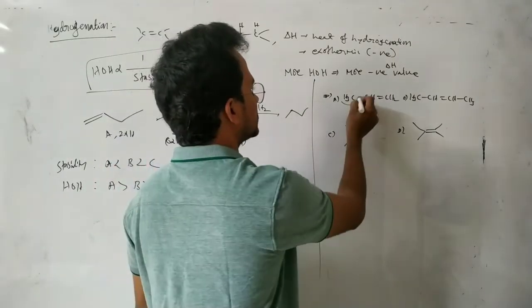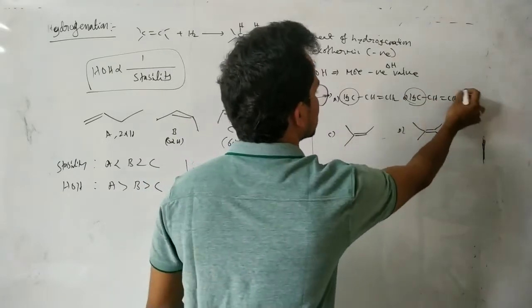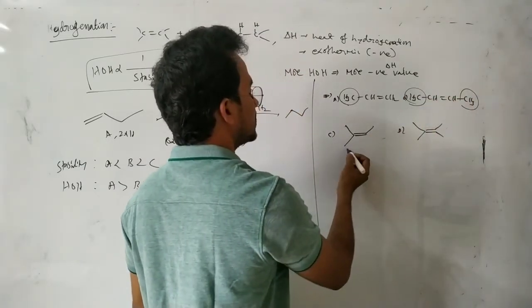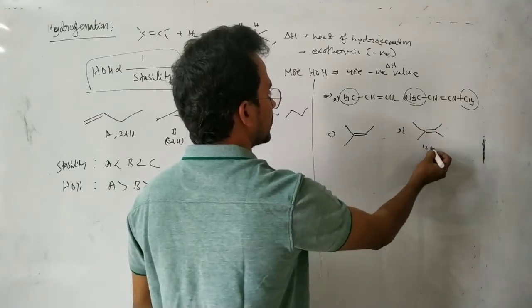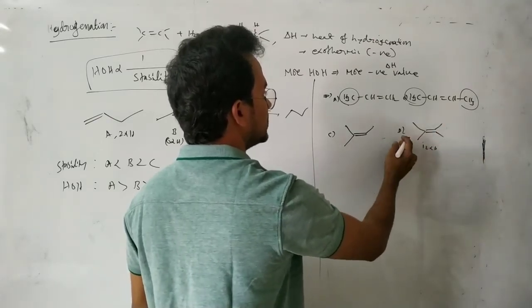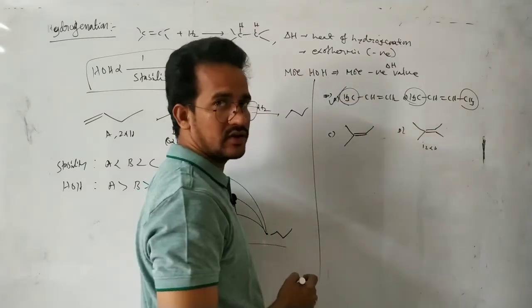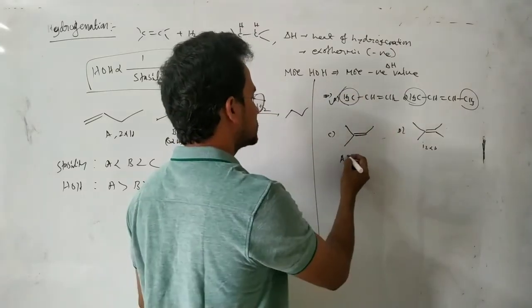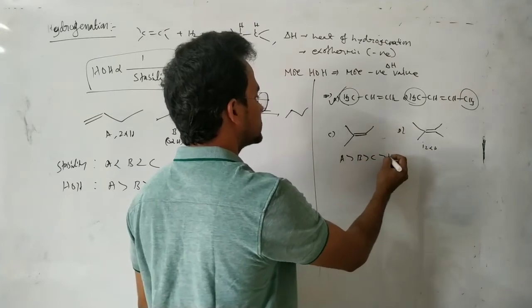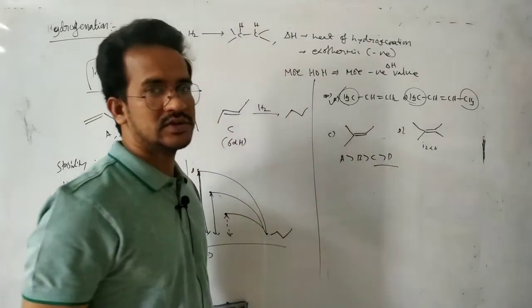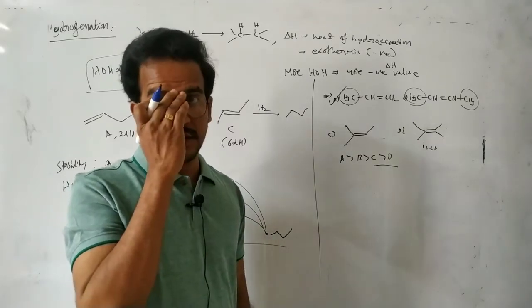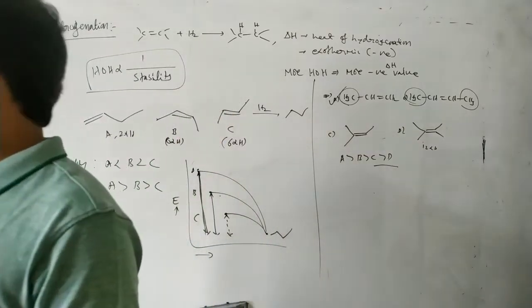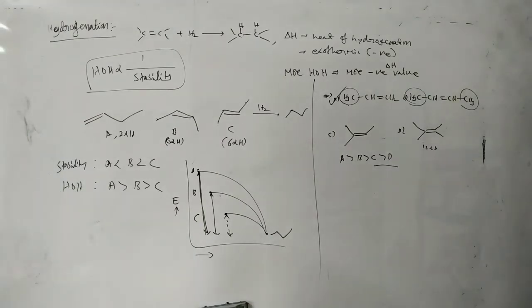Here in this case there are only 3 alpha hydrogens, here 6 alpha hydrogens, here 3 plus 3 plus 3 is 9 alpha hydrogens, and here 3 plus 3 plus 3 plus 3 is 12 alpha hydrogens. The more stable, the least heat of hydrogenation. A has the higher heat of hydrogenation. So A is less than B, less than C, less than D in stability, because D is most stable and so has the very least heat of hydrogenation. Less stable alkene has a higher heat of hydrogenation.